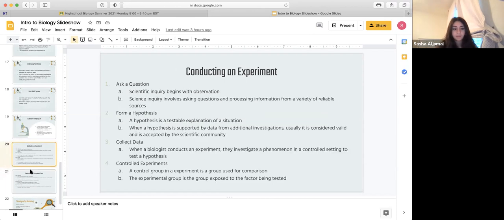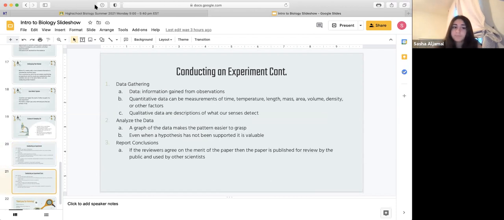And then for the fifth part, data gathering. Data is information gained from observations. Quantitative data can be measurements of time, temperature, etc., or other factors. And qualitative data are descriptions of what our senses detect.